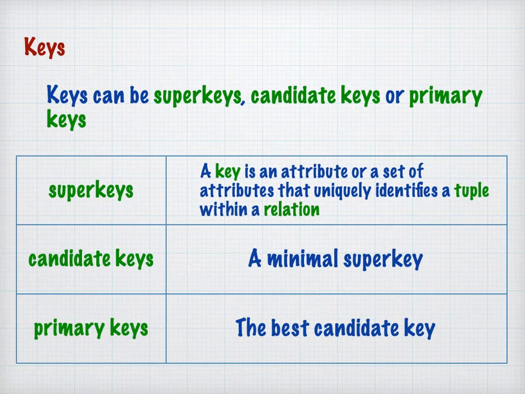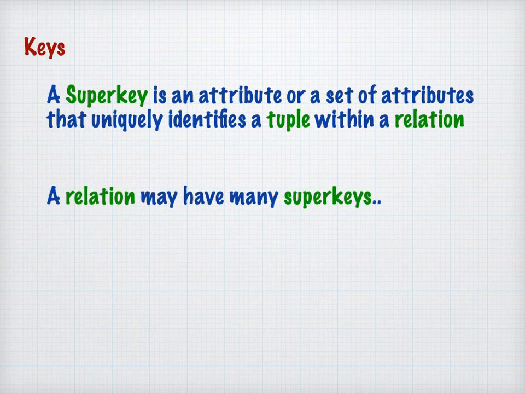Now, keys fall into these different categories, and we've talked about a superkey being an attribute or a set of attributes, a column or a combination of columns that when you use them will uniquely identify a tuple within the relation. In other words, it will give you that row back, that one row. Now, we'll talk about the other types of key in a second. Superkeys uniquely identify a tuple within a relation, but there's not just one superkey. There could be many superkeys.